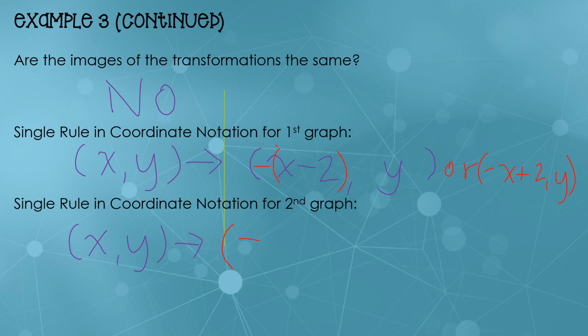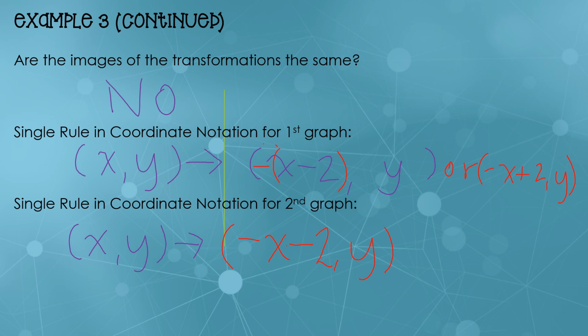For the second graph, we reflected it over the y-axis first. So first, our x coordinate became the opposite and our y coordinate stayed the same. Then we moved it left 2, which means you're subtracting 2 from the new x. So if you look at them, the rules are slightly different. Not significantly different, but they are a little bit different.